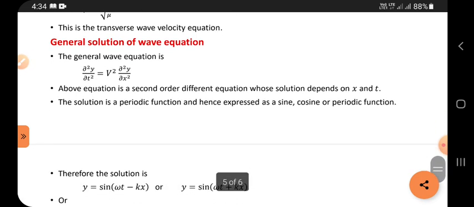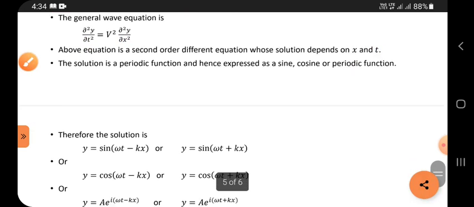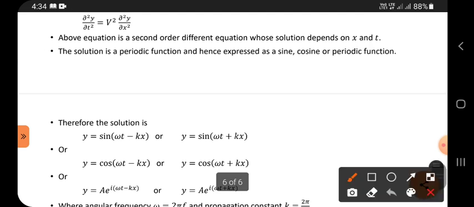Now the general solution of the wave equation. The general solution is just what I have written above: del square y by del t square is equal to v square del square y by del x square. The above equation is a second order differential equation whose solution depends mainly on x and time. The solution is a periodic function and hence is expressed as sine, cos or a periodic function.